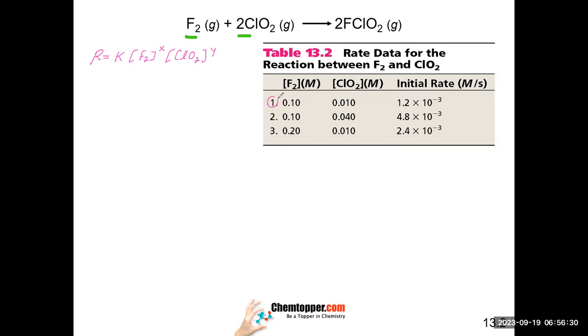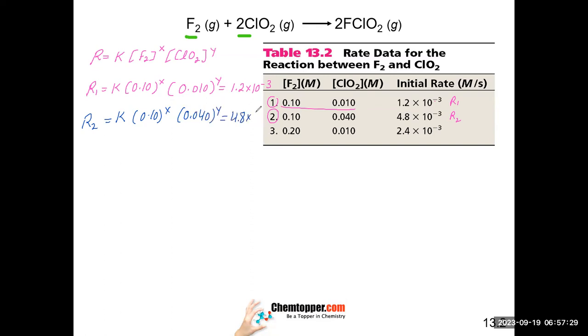If you look at experiment 1 and experiment 2, these are the rates. Let's say this is rate 1, rate 2. Please understand this, children. What is rate 1? Rate 1 is K times concentration of F2, which is 0.10 raised to power X, concentration of ClO2, I'm taking data from here, this one, 0.10 raised to power Y. This is rate 1, which is equal to 1.2 times 10 raised to power minus 3. Now, what is rate 2? Rate 2 is K times 0.10 raised to power X, 0.040 raised to power Y, which is 4.8 times 10 raised to power minus 3.